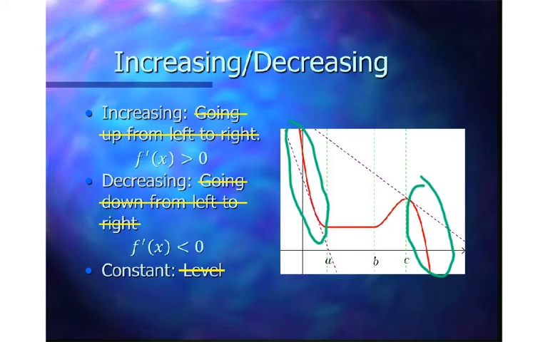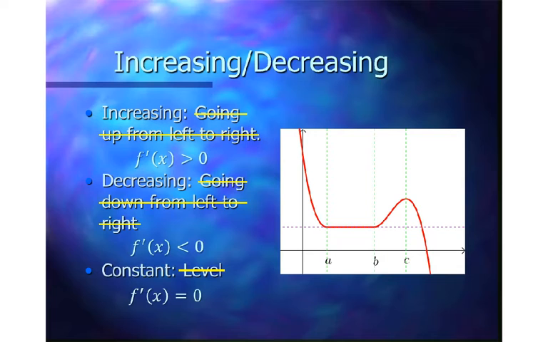Finally, we can talk about a constant function, and that would be somewhere where the derivative is equal to 0, so the function just levels out. And we don't really have a good tangent line because the line goes just straight through the function. But you can see all the way through there, because the function is constant, the derivative is equal to 0.